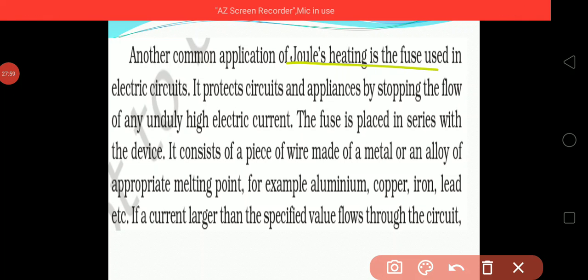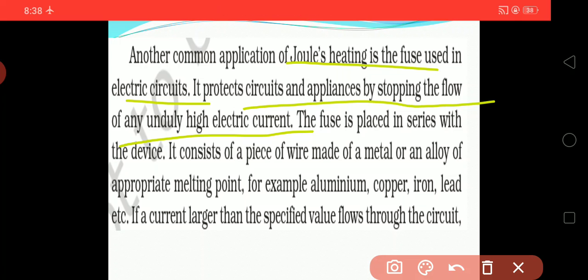Another common application of Joule's heating is the fuse, which we use in the electric circuit. In an electric circuit, we are using a fuse, which is very important. It protects the circuit and appliances by stopping the flow of unduly high electric current. Whenever high electric current is flowing in the appliances or in a circuit, it will stop that high current, due to which the appliances will not be damaged.